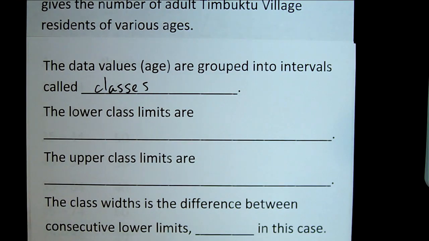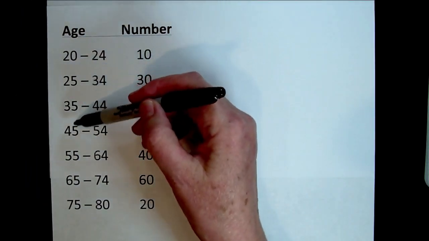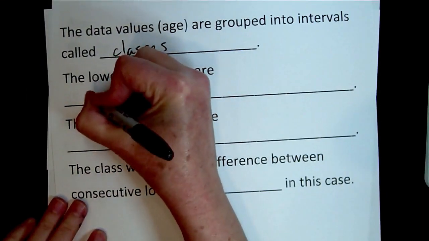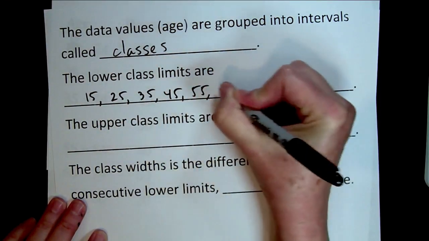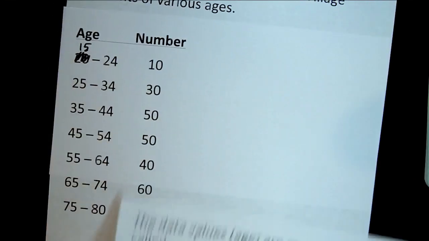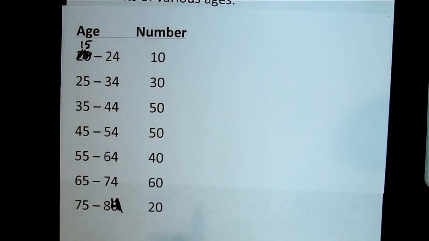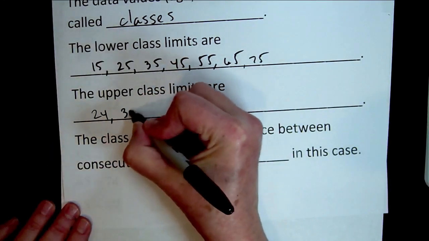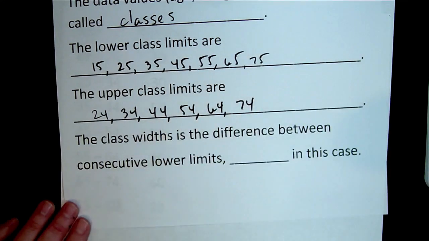Now, the lower number in each class we call the lower class limit. So 20, 25, 35, 45. Okay, so those are the lower class limits. So for this example, the lower class limits are 15, 25, 35, 45, 55, 65, and 75. The upper class limits are the upper numbers you see for each class. Those are called upper class limits. So 24, 34, 44, 54, 64, and 74 are the upper class limits.